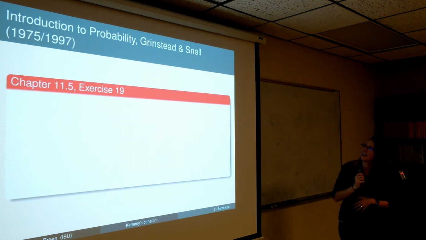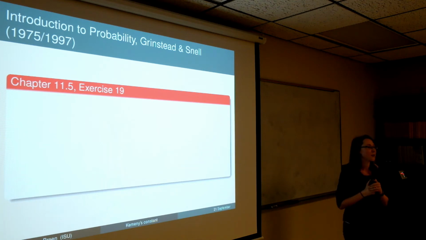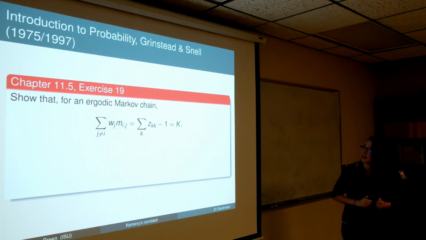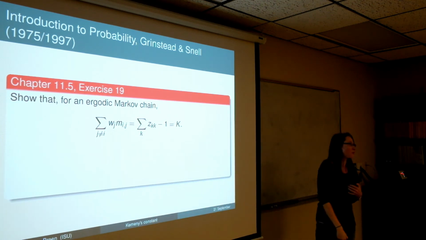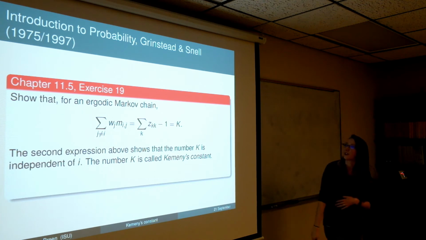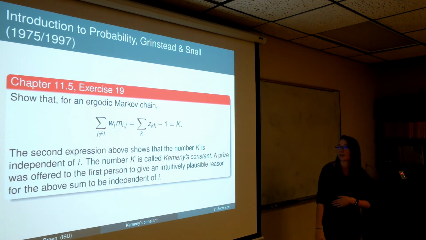Until quite a few years later, Snell wrote a book with Grinstead called Introduction to Probability. And in chapter 11.5, exercise 19, it says, show that for an ergodic Markov chain, this weighted average of the mean first passage times is equal to this thing, which we'll call k. The second expression above shows that the number k is independent of I. The number k is called Kemeny's constant, and then this is an answer to your question. A prize was offered to the first person to give an intuitively plausible reason for the above sum to be independent of I. See also exercise 24.